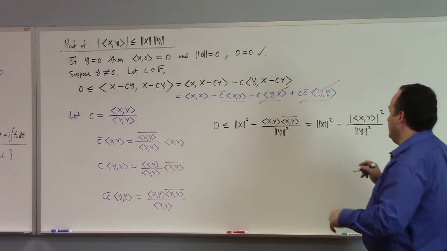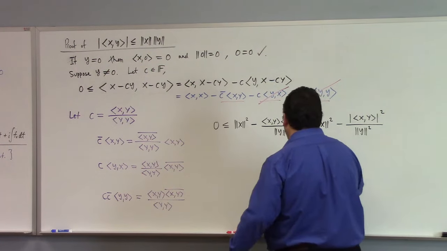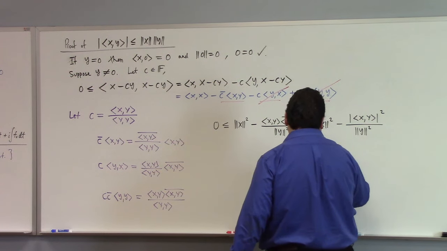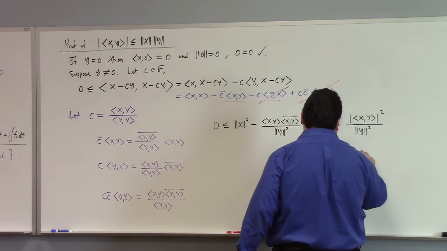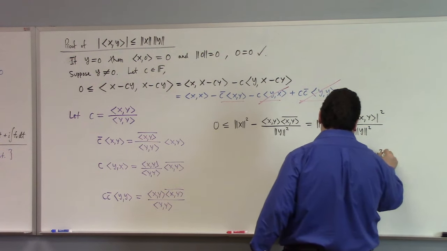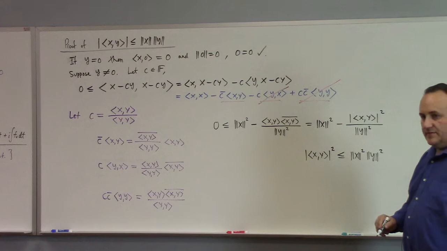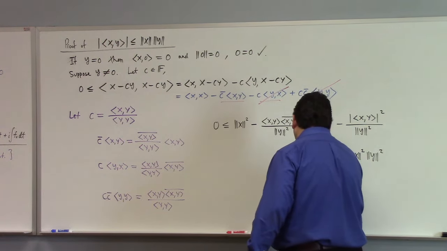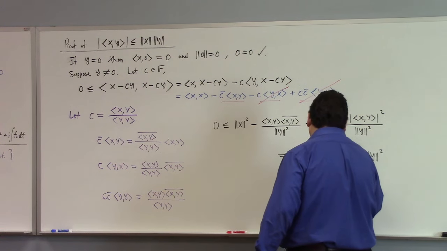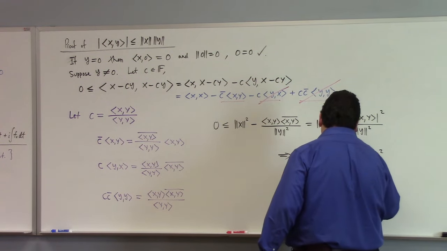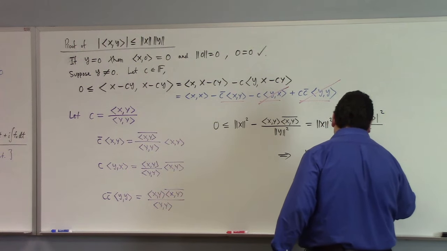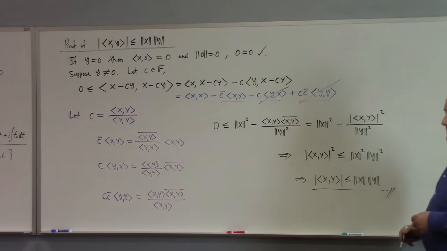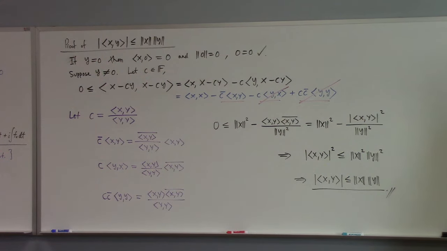Which then gives me that the modulus of xy squared is less than or equal to the modulus of x squared times the modulus of y squared. Solving the inequality for the modulus term there, which then tells me that the absolute value of x with y is less than or equal to the modulus of x times the modulus of y. That's the Cauchy-Schwarz inequality.